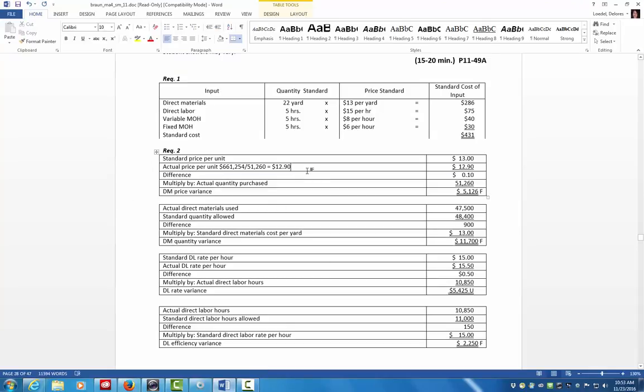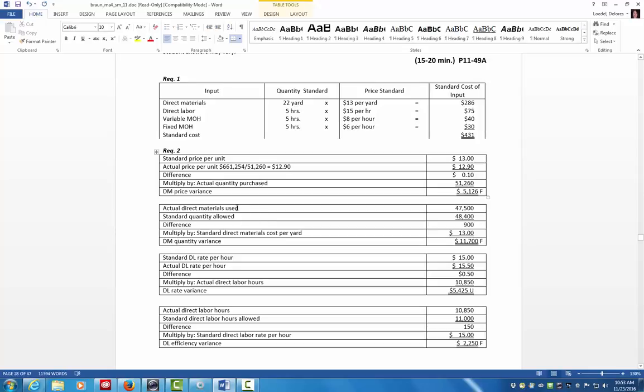Okay, so comparing that to standard, we can see that our actual is below standard by 10 cents, which is going to mean a favorable variance. Then we're going to multiply that by the actual quantity purchased, which was given here in the problem as well, to tell us that our total direct material price variance is favorable, $5,126.